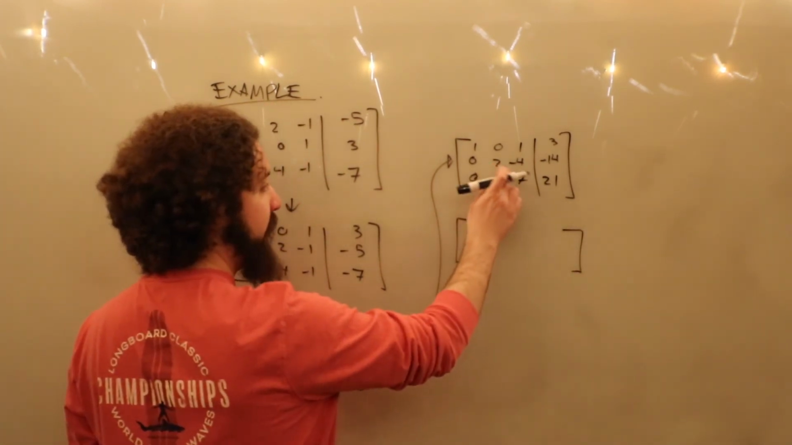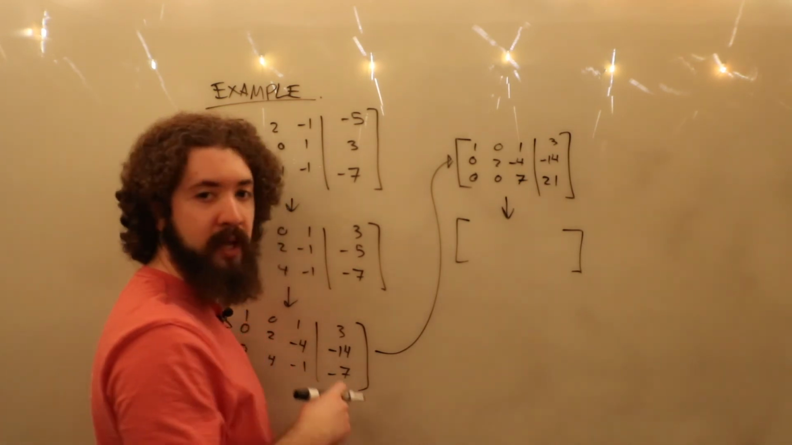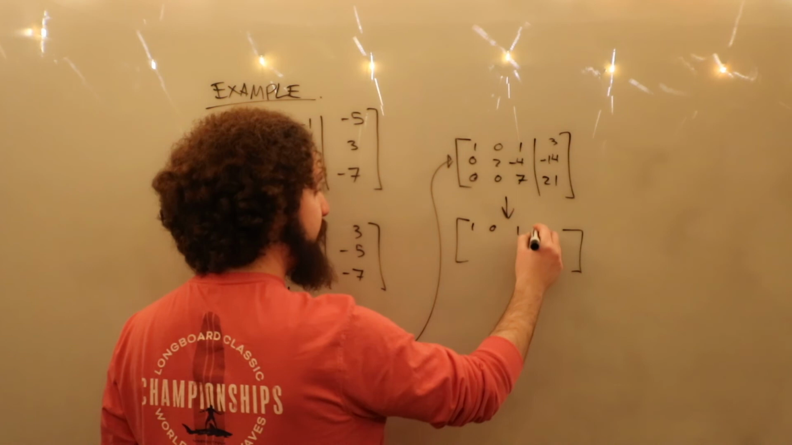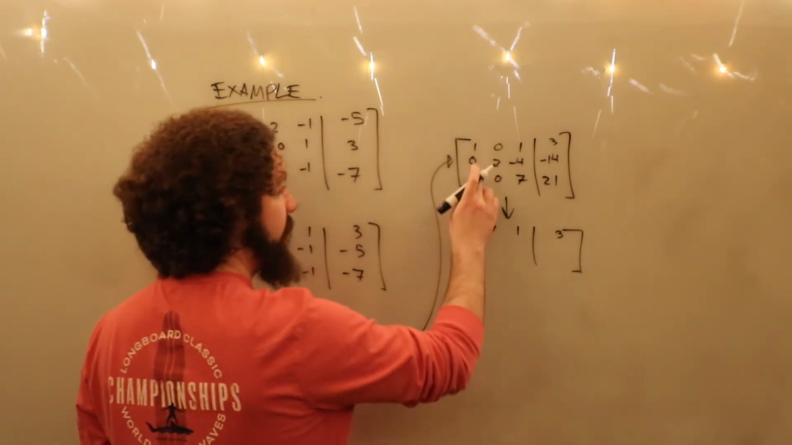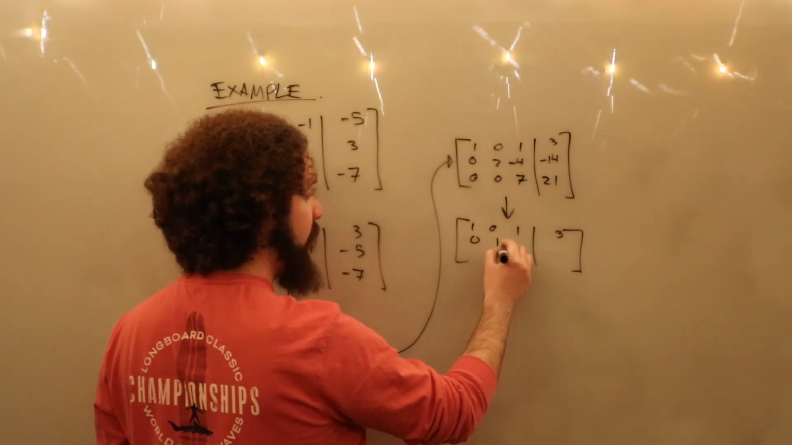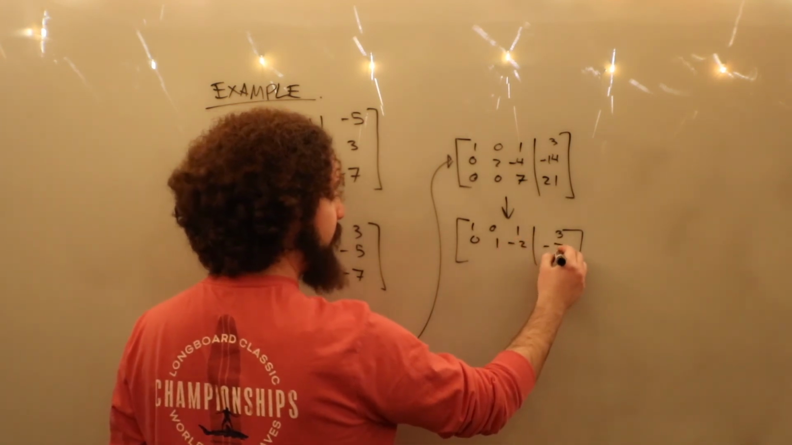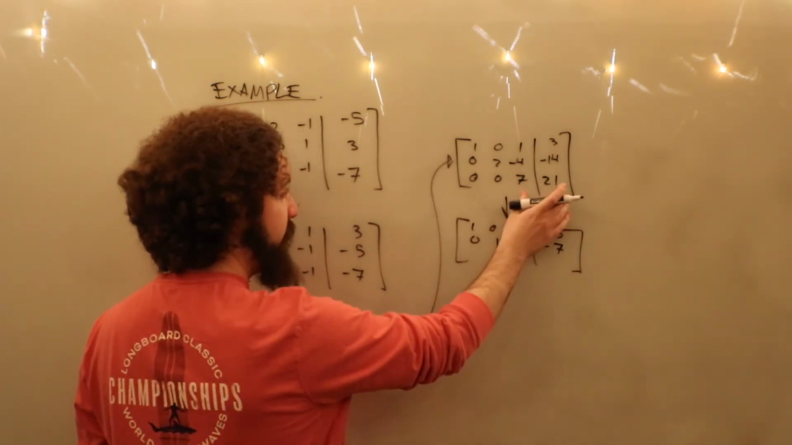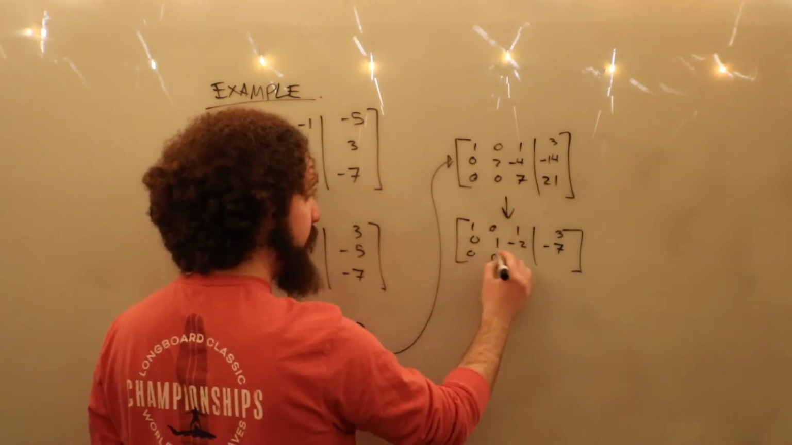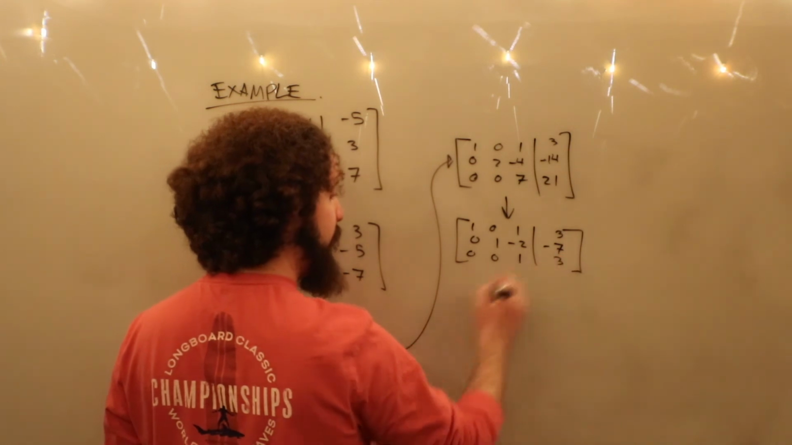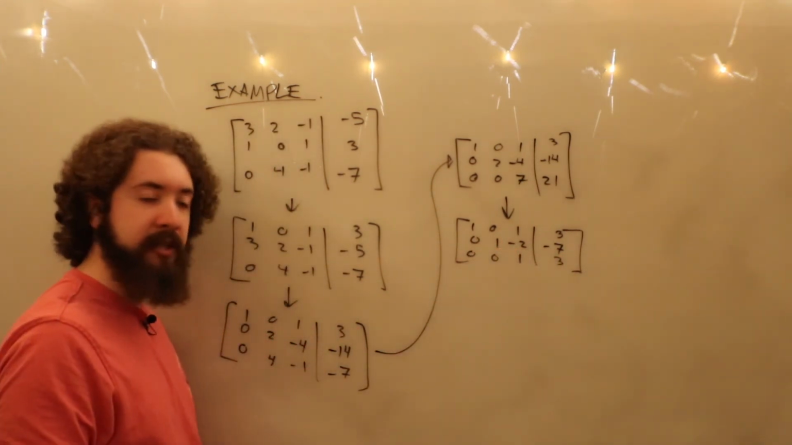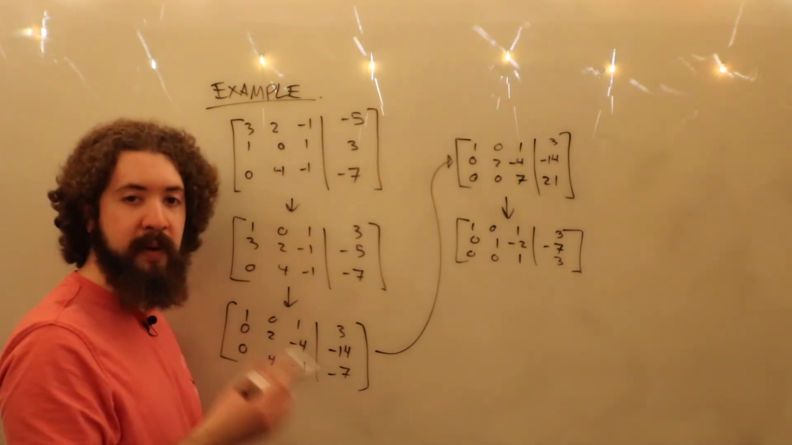Let's now turn these two into ones by multiplying those two rows by a constant. So our first row stays the same. And then let's multiply this row by 1/2. So we'll get 1, -2, -7. And then for the third row, let's divide by 7. So 0, 0, 1, and 3. Now if you'll check, this is in row echelon form and we can use back substitution.